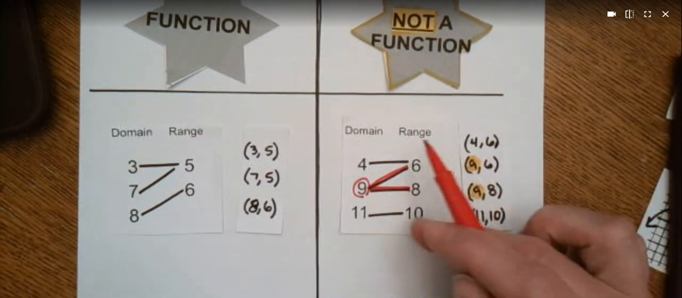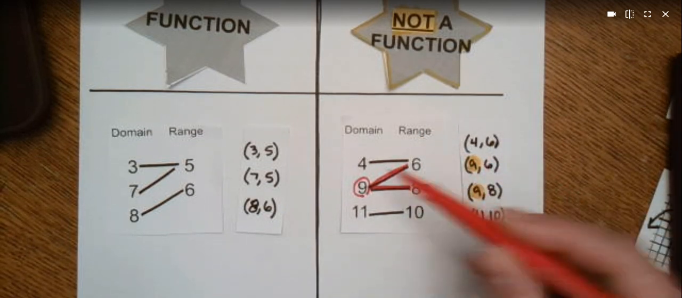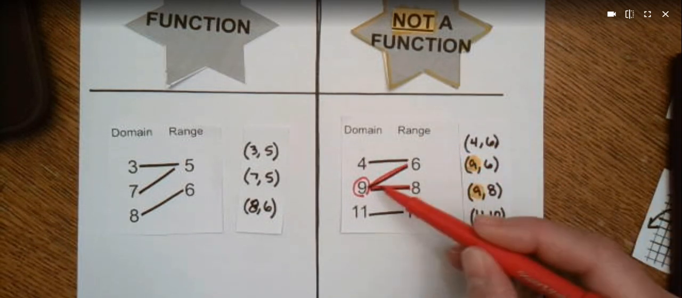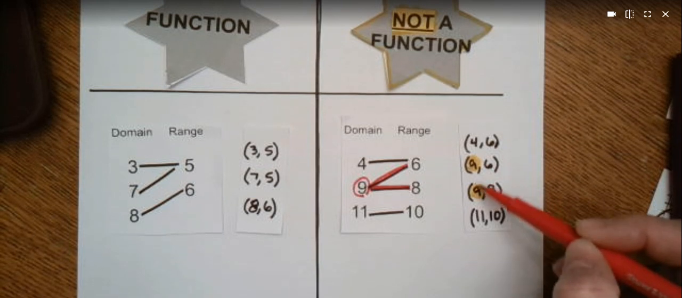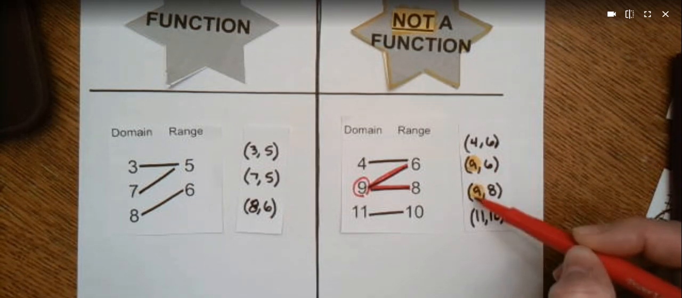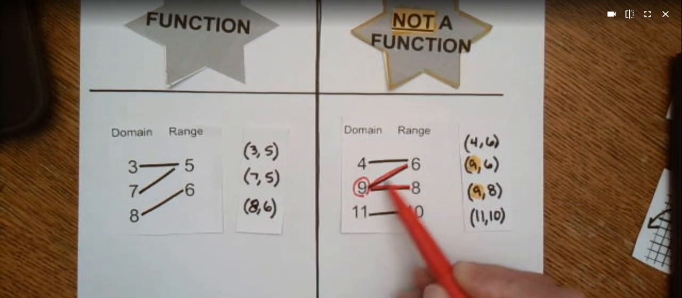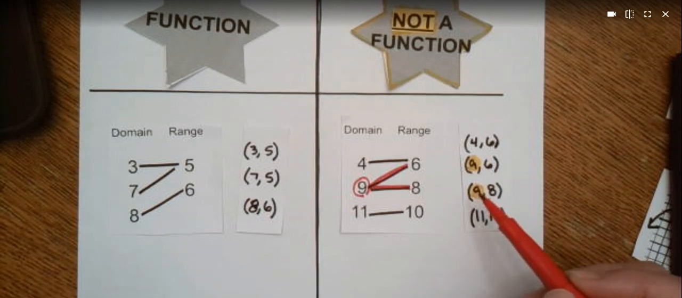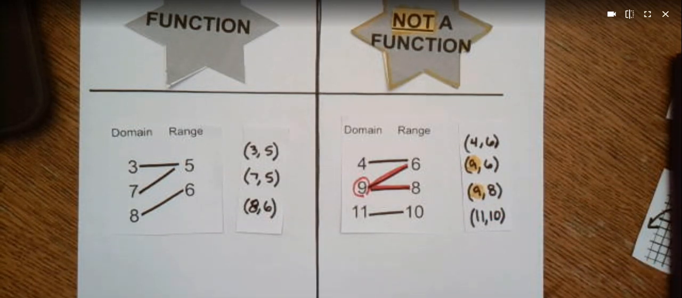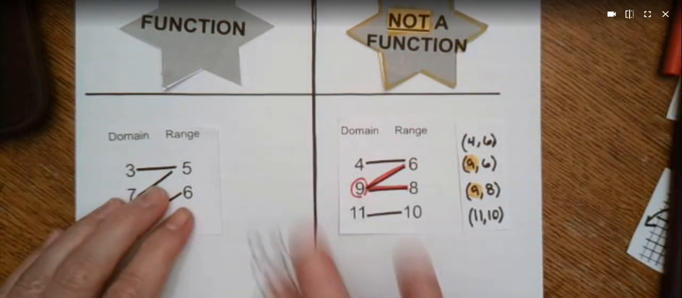Now, if I were to take this mapping diagram and write it as ordered pairs, 4 goes with 6, right? 9 goes with 6, 9 goes with 8. Do you see how the 9s repeat themselves? The x values repeat, and that's what's happening here. This person cannot have two different birthdays. So that's why this is not a function. So I'm sorry. I hope that I didn't confuse you too much.